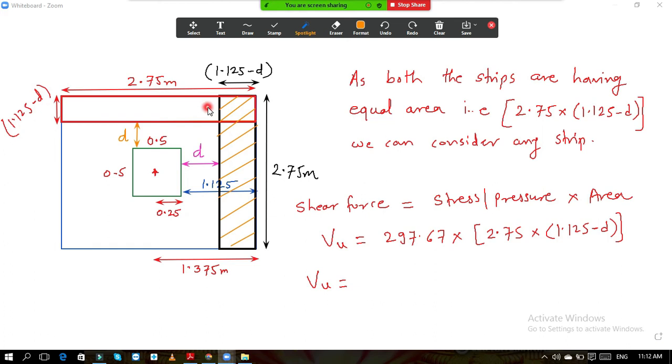So there you should understand the failure pattern. Why does this question come into your mind now? See, at a distance of d, here your critical section is there. So from this point this footing will fail.